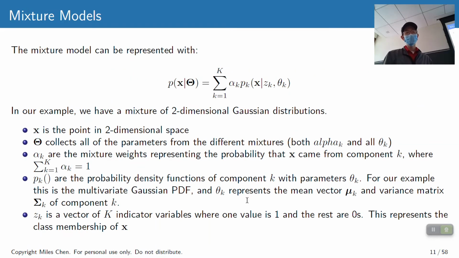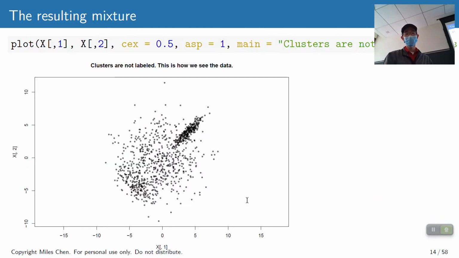When I generate the data here, this is what the data will end up looking like. We've got the big blob. This is component 1. 50% of the data come from the big blob here.